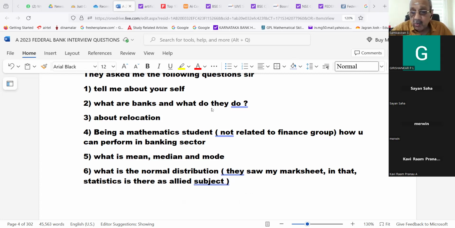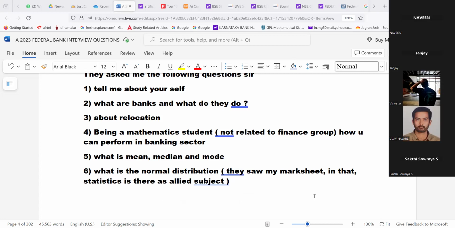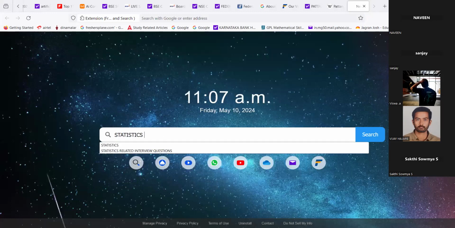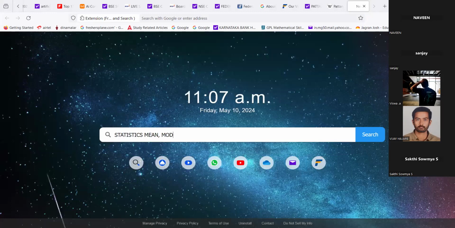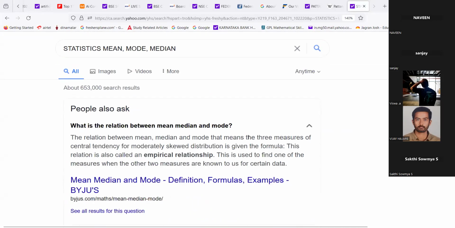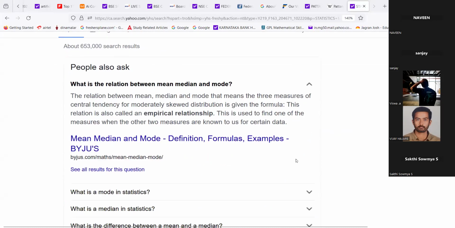Is there anybody who has studied statistics as allied subject or as main subject here in our group, so that we can answer these questions? Statistics, mean, median, mode. This is a famous question. When they ask all the three, they ask together. What is the relation between mean, median, and mode?